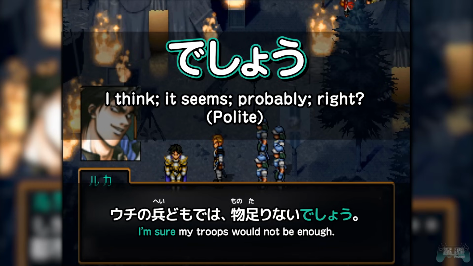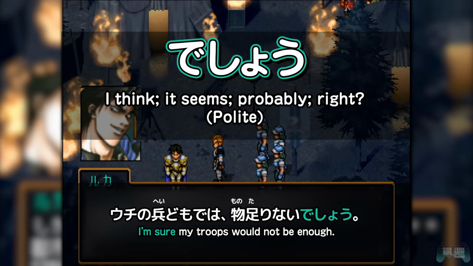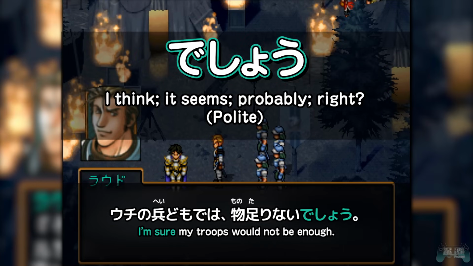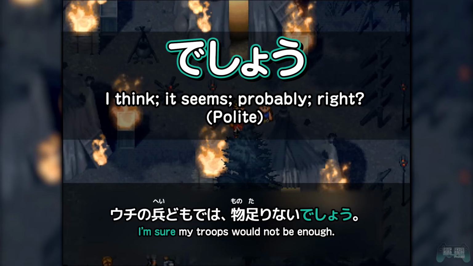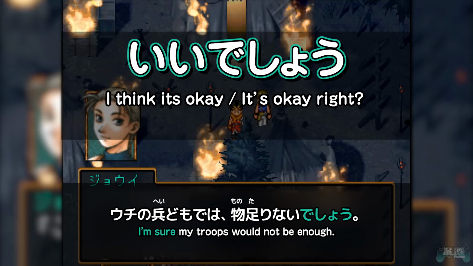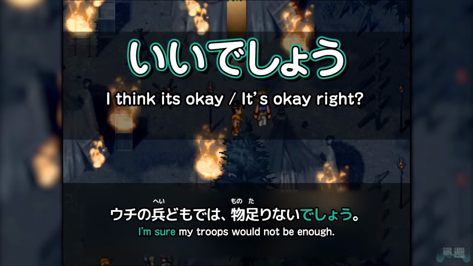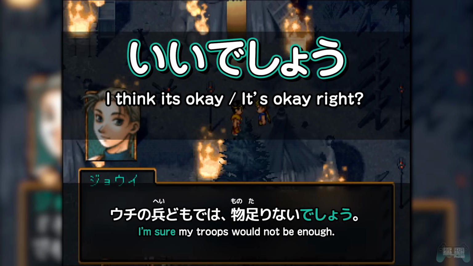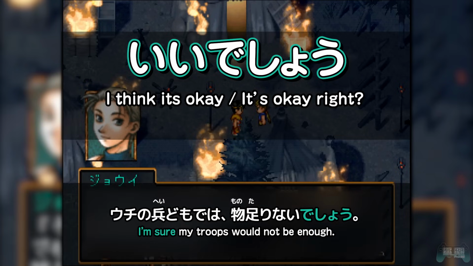Desho, I think, it seems, probably, or right. Desho can be used in place of des, so it's polite, in all situations to imply a degree of probability or speculation. You could say that something is probably okay, or you could think that it's okay by saying I desho. I meaning good, and desho makes it sound like you're either stating that it's probably okay or speculating on whether it is, and perhaps asking for confirmation.